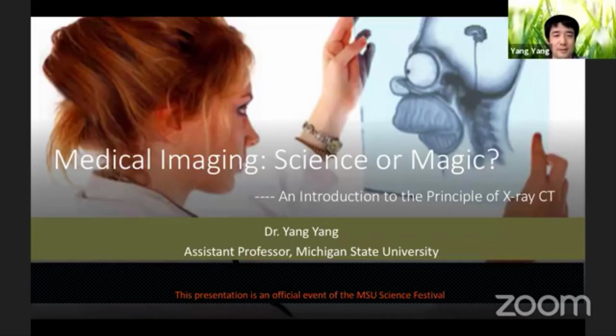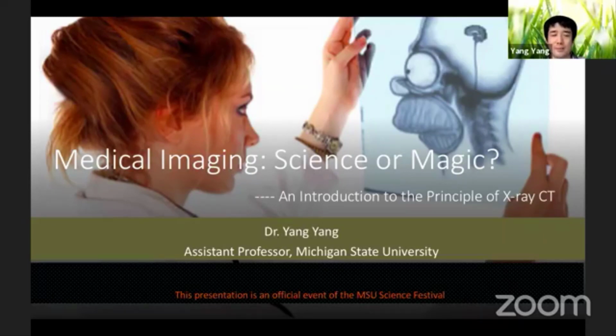Okay, this is my presentation for this official event of the MSU Science Festival, and I'll talk a bit about medical imaging, and in particular, how we use science to solve problems in medical imaging, and that can help us in daily life. Medical imaging refers to the techniques that are used to image the interior of the body. And this is typically different from the imaging sciences that we know.